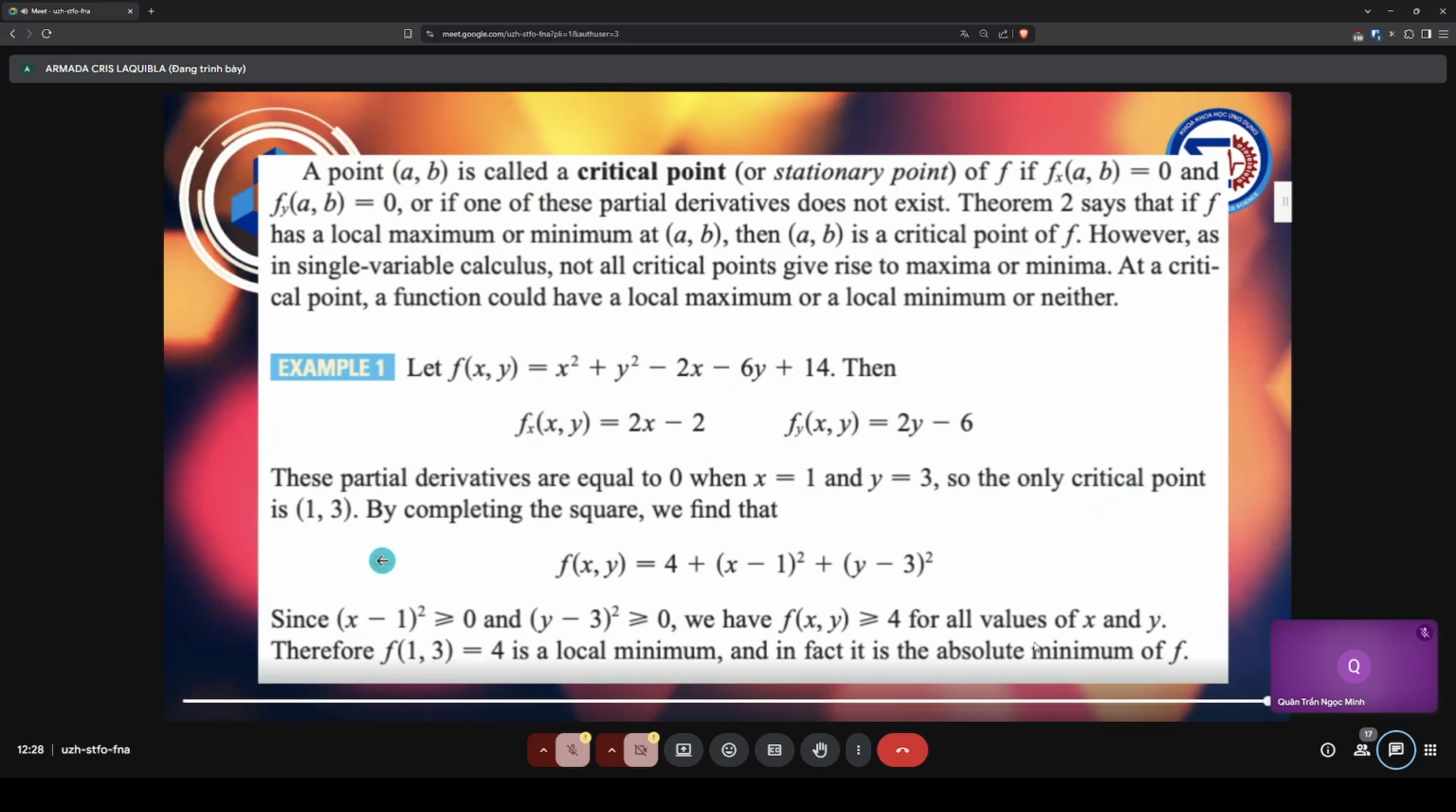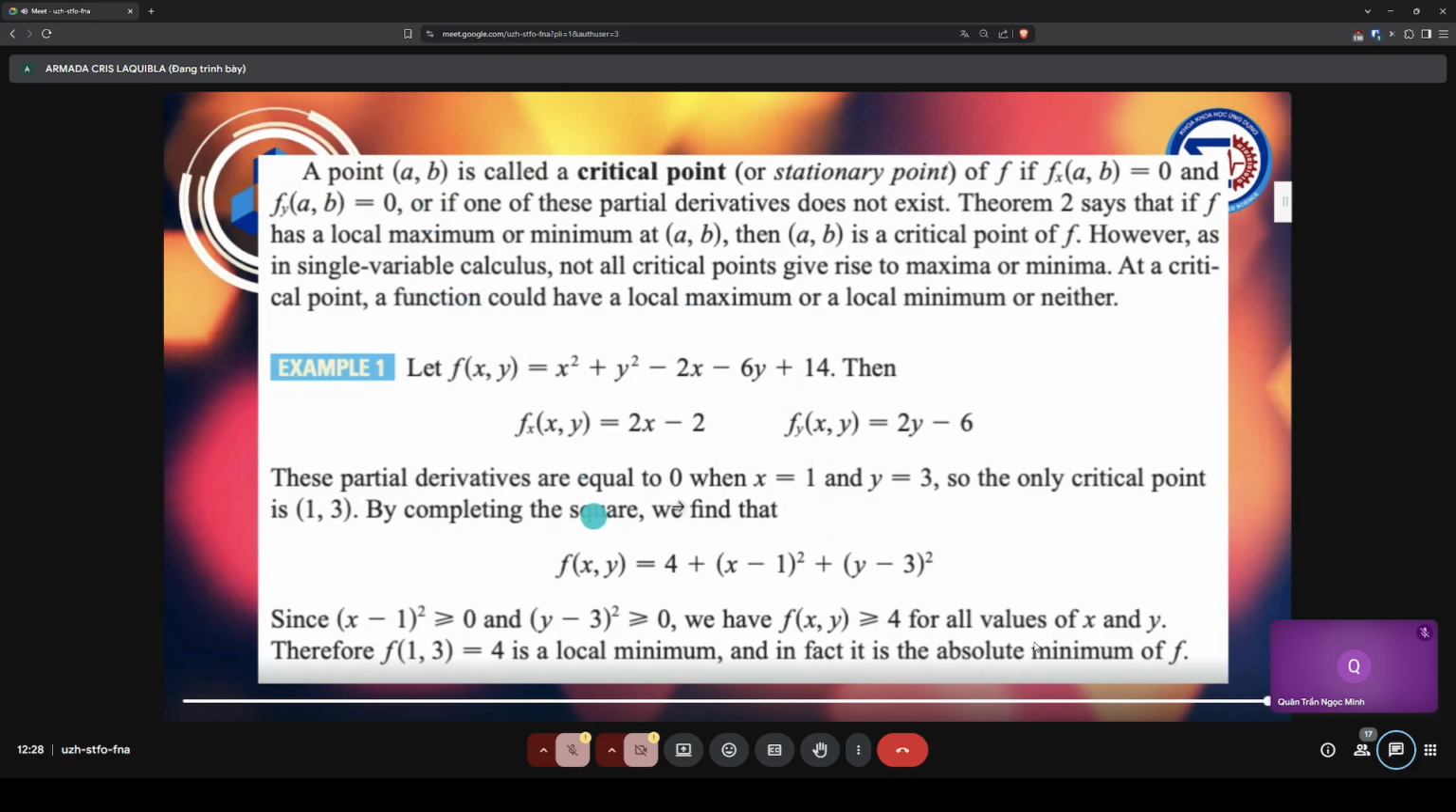Now, those partial derivatives are equal to 0. We equate them to 0, then solve for x. So 2x minus 2 equals 0, so 2x is equal to 2. Divide both sides by 2, and x becomes 1, correct? So here x is equal to 1. Now how about this? 2y minus 6, we equate that to 0 again.